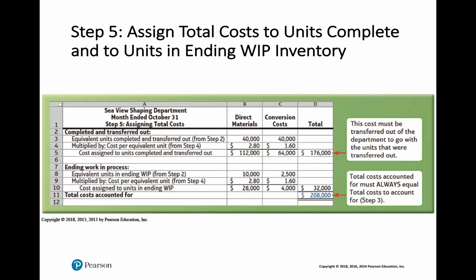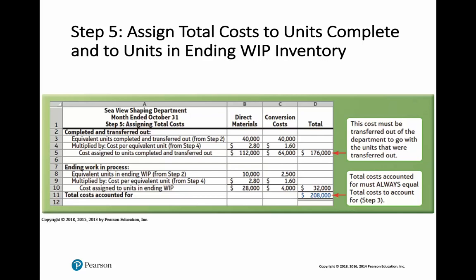The work in process, the 10,000 units that were partially completed, we do the same process, 10,000 times 2.8, and then 2,500, which was our equivalent units for conversion, times 1.6. So those units that remain in our department, in Department 1, they cost us $32,000. And when we add up our 176 and our 32, we can see that equals our 208, which was the cost we had from step 3, which was our beginning plus our additional costs added during the month. So those always have to reconcile.